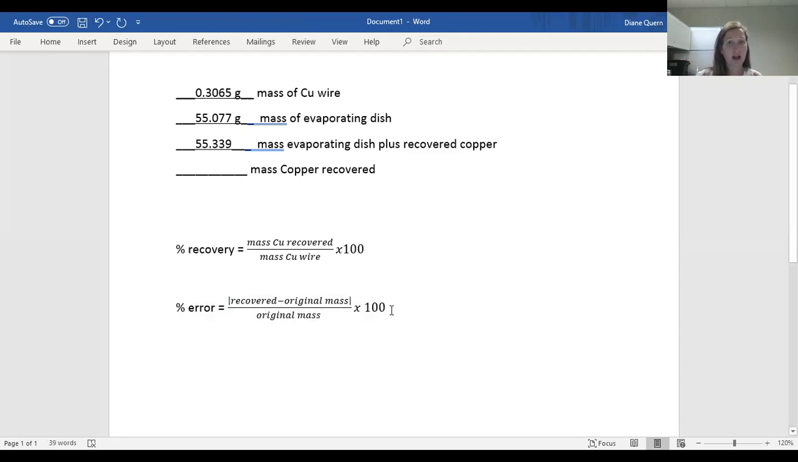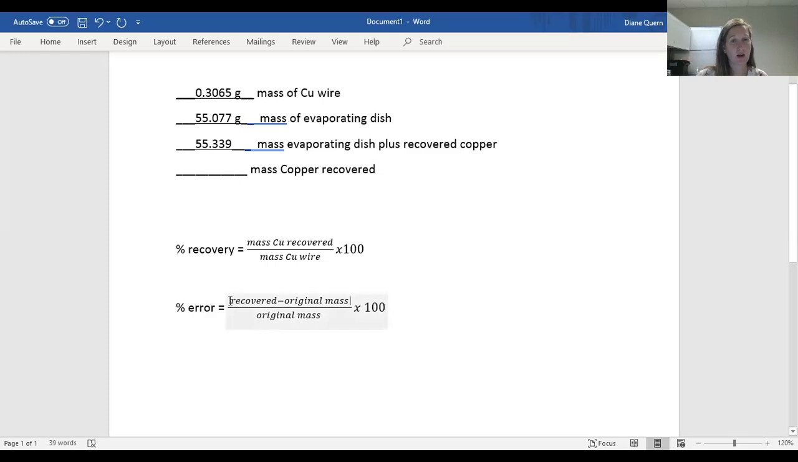For percent error, however, we want this to be as small a number as possible, because that's how much you messed up, essentially, how many mistakes you made throughout the reaction itself. So the smaller the better for the percent error calculation. That's just a double check with your work to make sure that you're doing these calculations correctly.